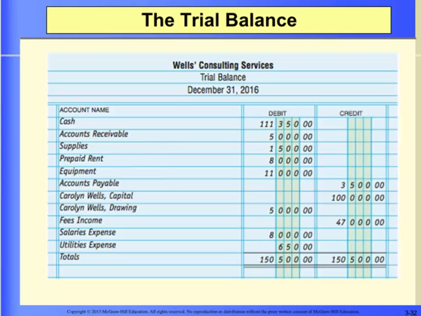This is what a trial balance looks like. Notice that total debits equal total credits.